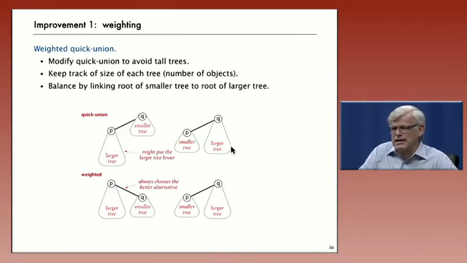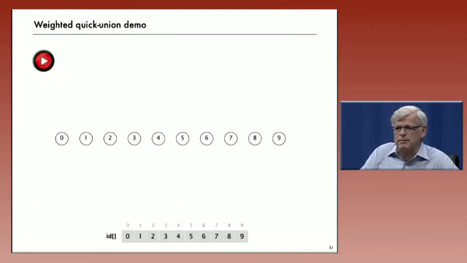What we'll do is keep track of the number of objects in each tree. Then we'll maintain balance by always making sure that we link the root of the smaller tree to the root of the larger tree. So we avoid this first situation here where we put the larger tree lower. In the weighted algorithm, we always put the smaller tree lower. Let's see how we implement that. Let's see a demo first.